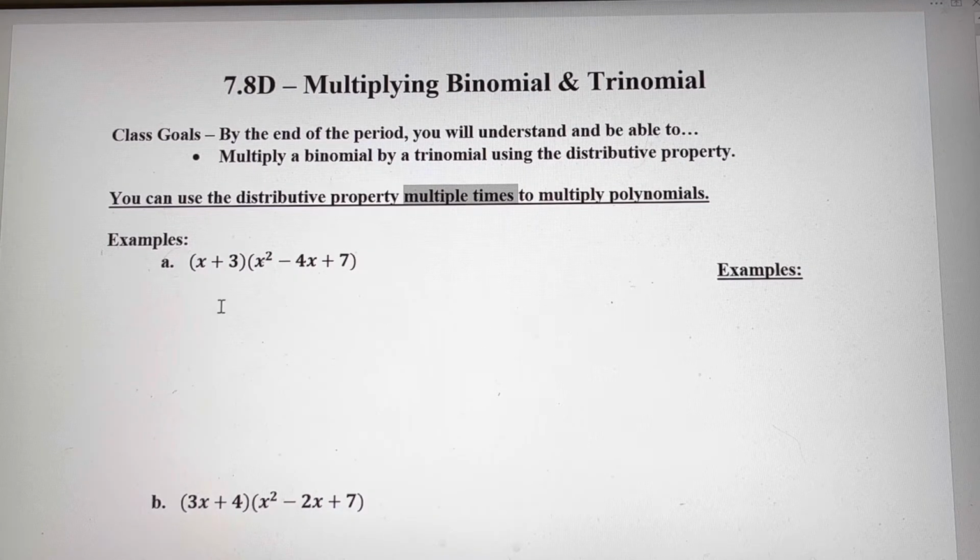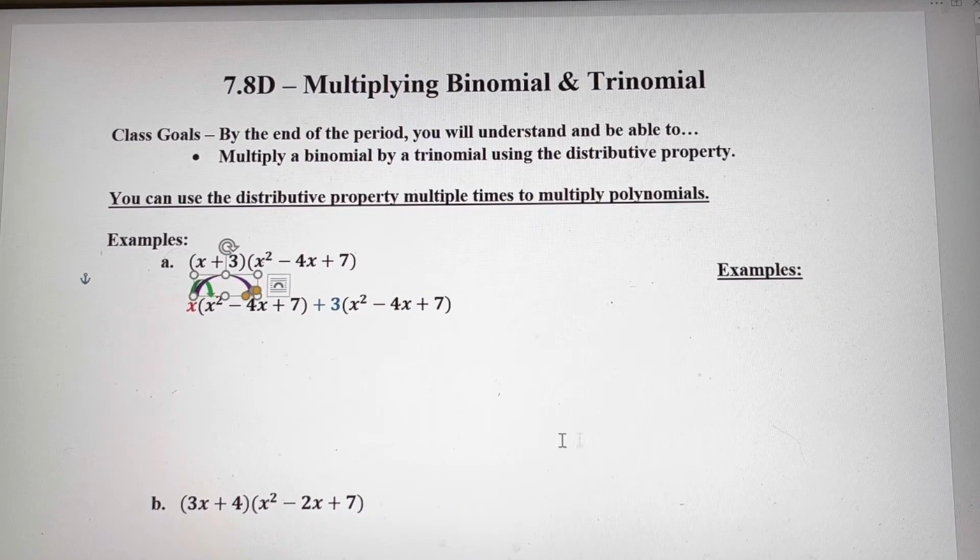dealing with, okay? So what we want to do is take this binomial and break it into two parts. We've got x, and we're going to distribute that through this trinomial. And then we're going to take this positive 3 and distribute that as well, okay? So just using the distributive property multiple times. So if it helps you, draw your arrows. So I'm going to multiply x times x squared, x times negative 4x, and x times positive 7, okay? Don't forget your laws of exponents here. We're going to be adding the exponents.